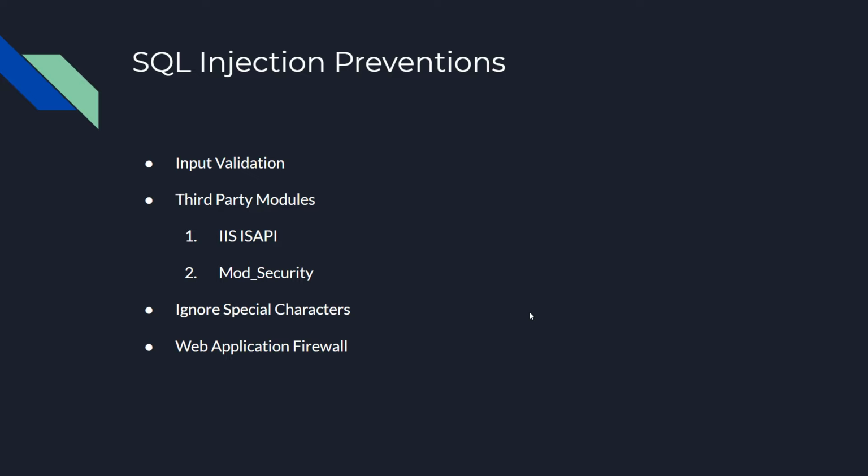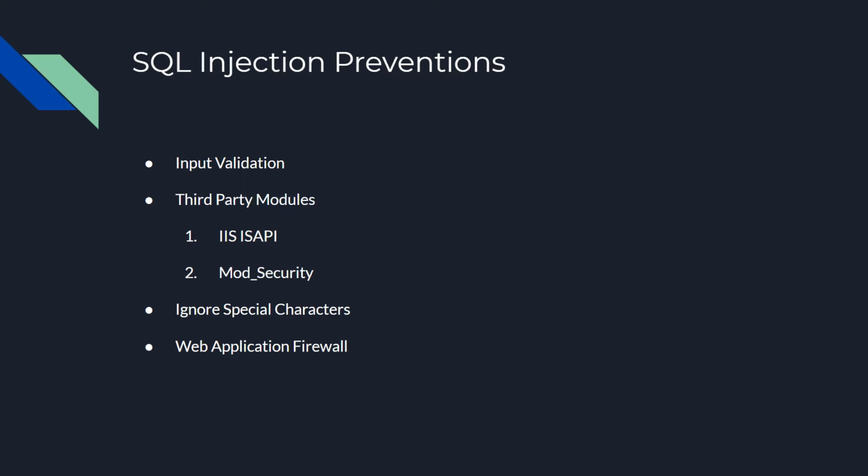So, SQL injection prevention. There are four ways to prevent such an attack. The first method would be input validation, which is to prevent improperly formed data from entering an information system. The second method would be using third-party modules such as IIS ISAPI filter, which will check transmitted data between the server and client, or mod_security in Apache, which will send the attacker a 406 error instead of showing the result that he or she wanted.